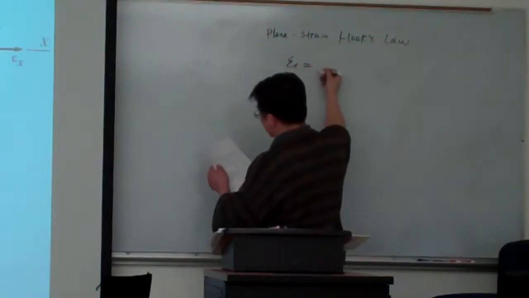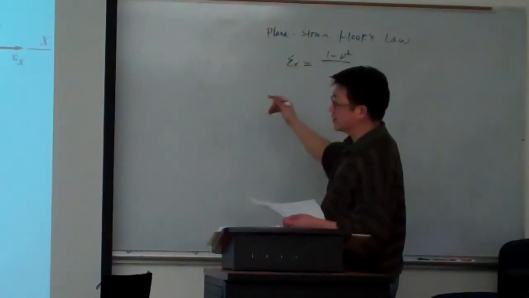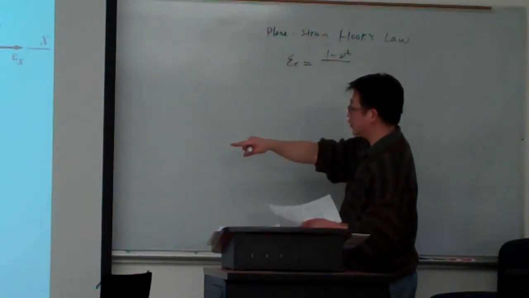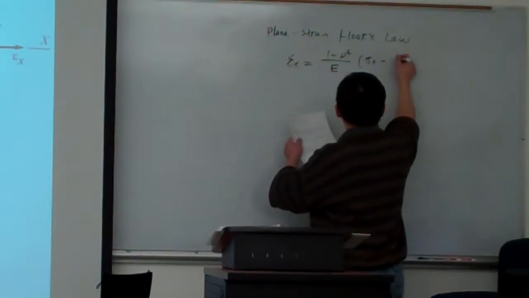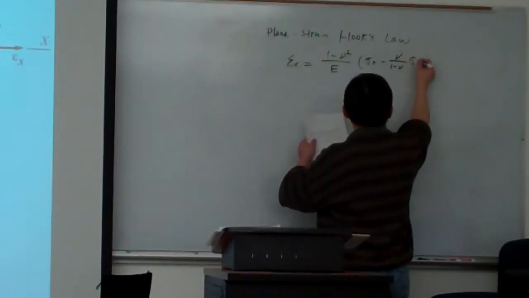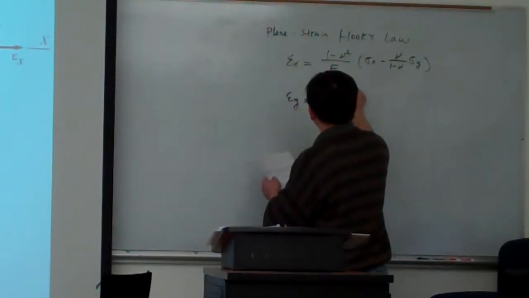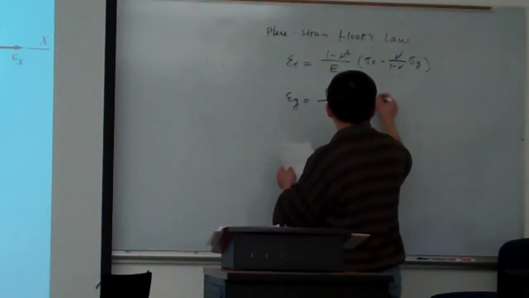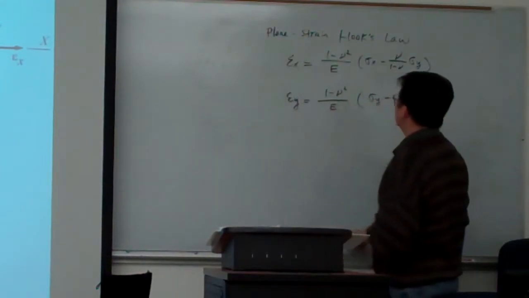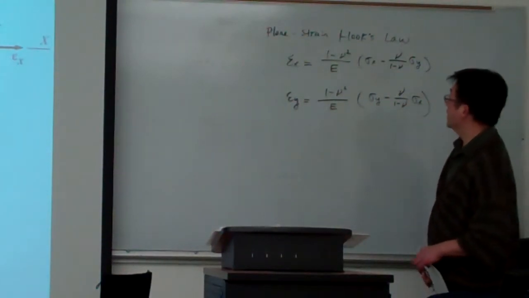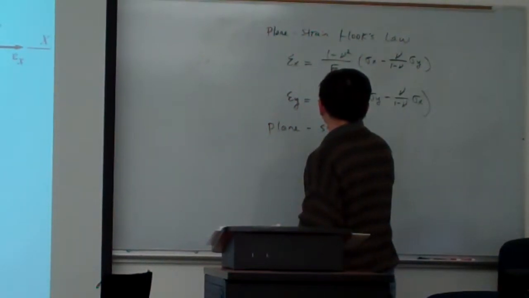Epsilon x will be equal to 1 minus mu squared. And right now what I'm writing is an equivalent formulation, an equivalent description to that one. So either one, sigma x minus mu, 1 minus mu sigma... Okay, and compared to the plane stress, Hooke's law.